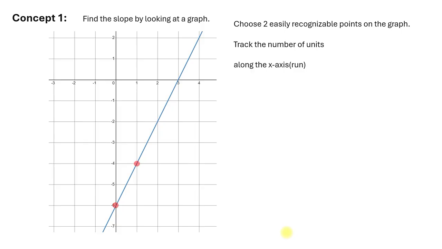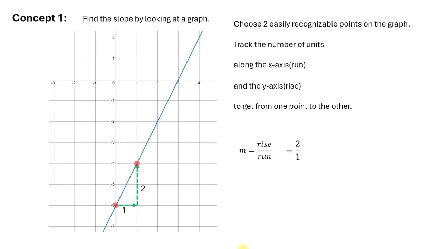And now what we want to do is we want to track the number of units along the x-axis, the run. So there is our run of 1, followed by a rise of 2. So we'll put that into our little formula of rise over run. See that it's 2 over 1 and gives us a slope of 2.